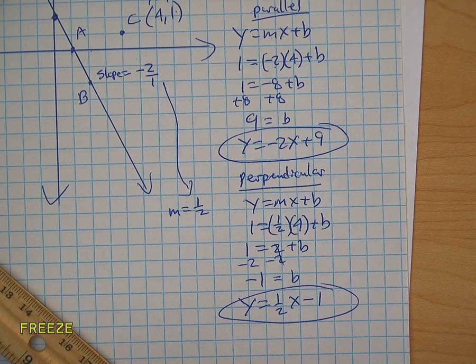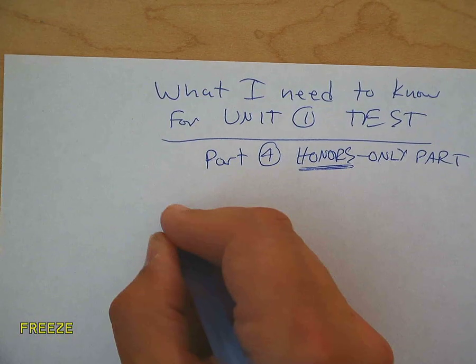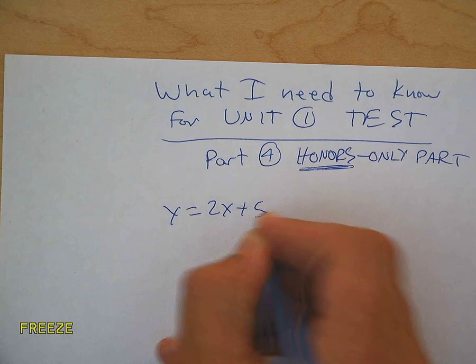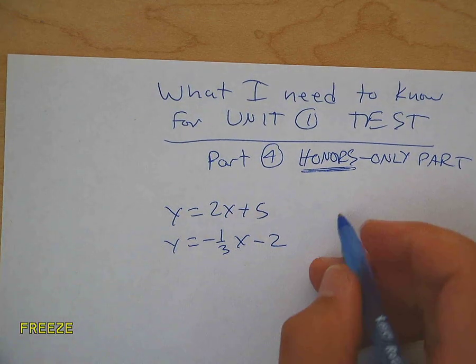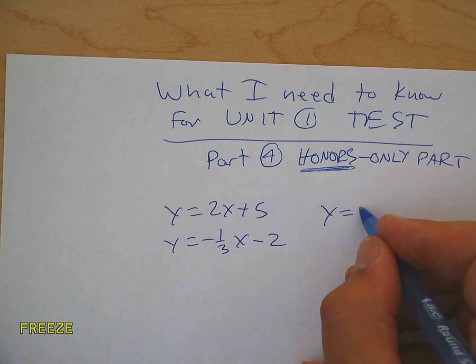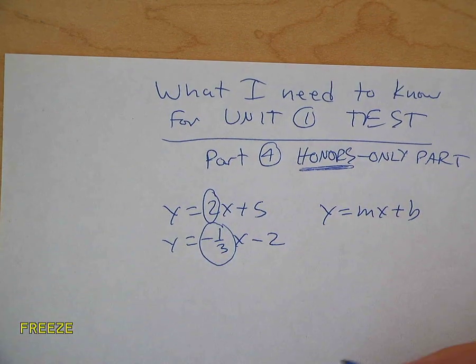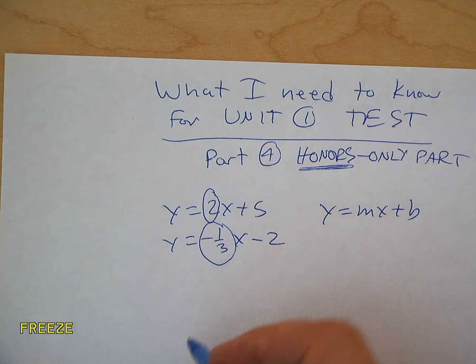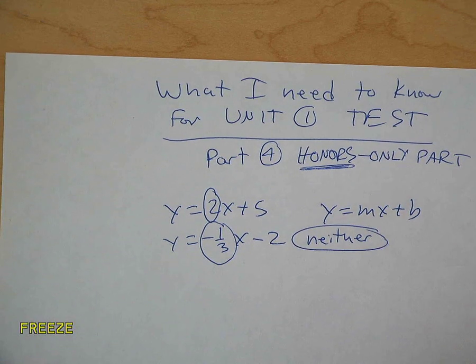All right. Now, you're going to have to do that along with telling if lines are parallel, perpendicular, or neither. So I'll give you 3 examples. First thing, if I have y equals 2x plus 5 and y equals negative 1/3 x minus 2. Since they're already in slope-intercept form, y equals mx plus b, I look at the slopes. This is 2, this is negative 1/3. They're not the same, and they're not opposite reciprocals, so this is neither parallel nor perpendicular.